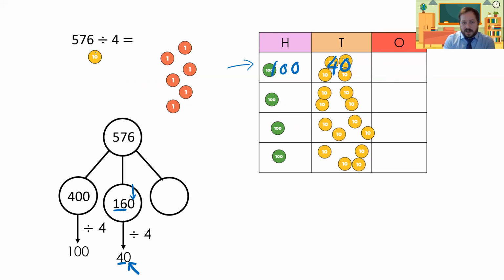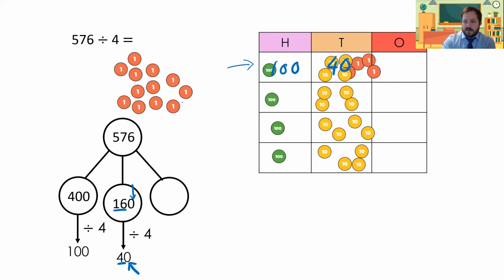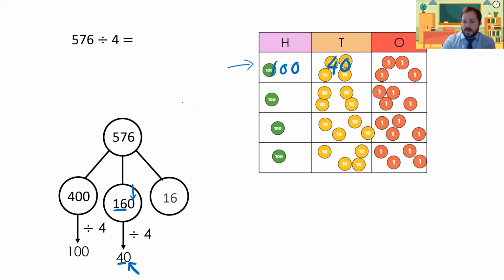Then we've got our ones. But before we do that, we have to deal with this 10. So we exchange it down into ones. So now we have 6 originally plus that additional 10. That's 16 in total. 16 we know is divisible by 4, which is 4, because we know our times tables, hopefully. 4 times 4 is 16. There it is. Divided by 4 is 4.